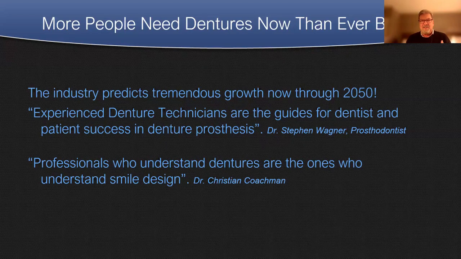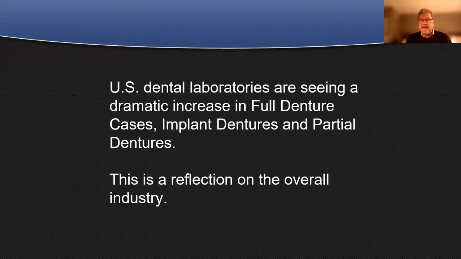Because, yeah, we have an interocclusal space to fill over 40 millimeters, and we have to make it look natural. We have to make it functional, and we have to make it comfortable for the patient. So there's a lot involved in making a functional and aesthetic denture. So U.S. dental laboratories are seeing a dramatic increase in full dentures and implant dentures and partial dentures, and this is a reflection on the overall industry.